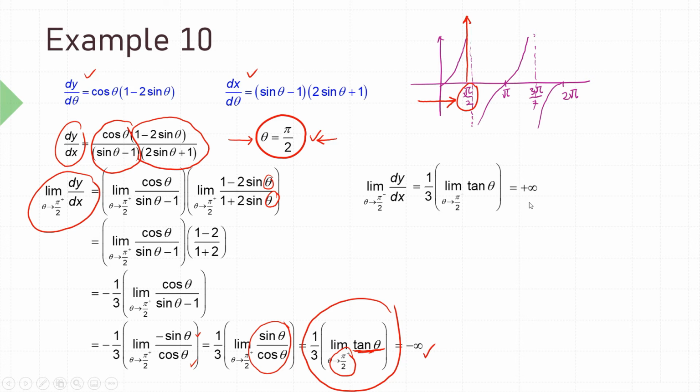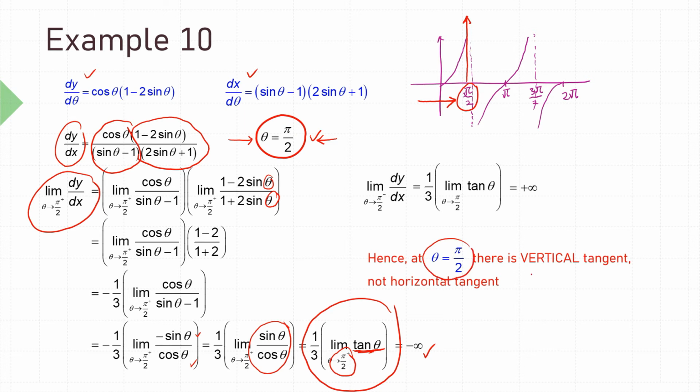So we note that the limit of dy over dx as theta approaches pi over 2 from the right is negative infinity, and from the left is positive infinity. So this shows that at this point, pi over 2, it is a vertical tangent, not a horizontal tangent.